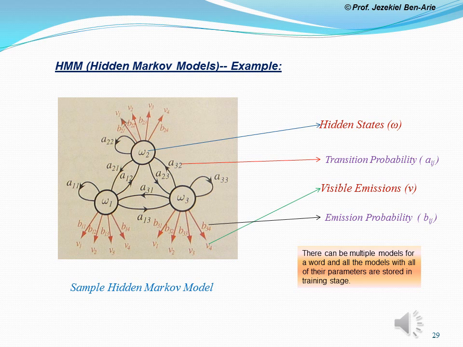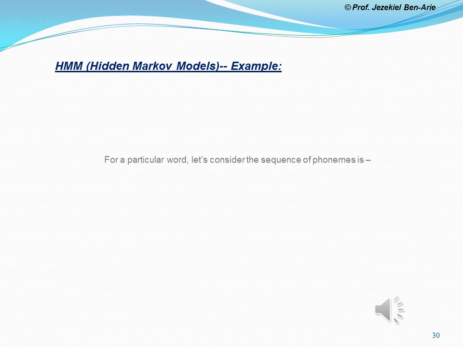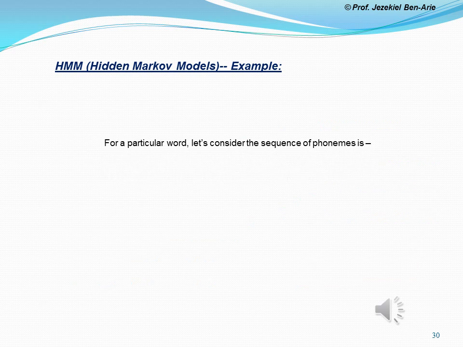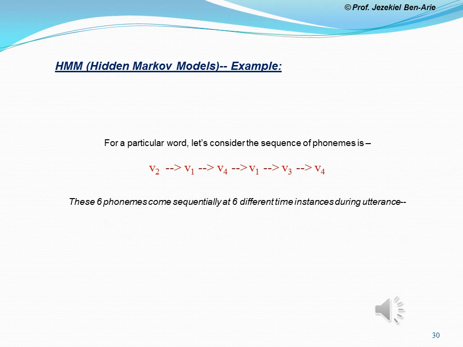There can be multiple models for a word, and all the models with all their parameters are stored in a training stage. For a particular word, let's consider the sequence of phonemes, which is V2, V1, V4, V1, V3, and V4. These 6 phonemes come sequentially at 6 particular time instances during utterance. So we have t equals to 1, 2, 3, up to 6.